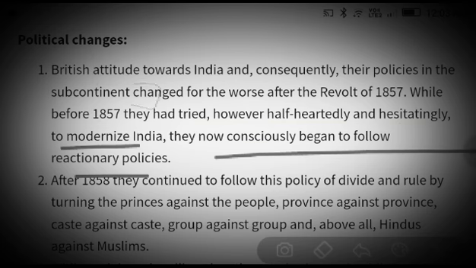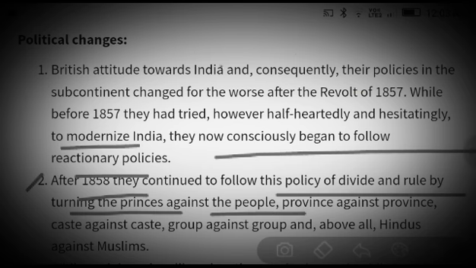After 1858, they continued to follow the policy of divide and rule, turning princes against the people, province against province, caste against caste, group against group, and above all Hindus against Muslims.